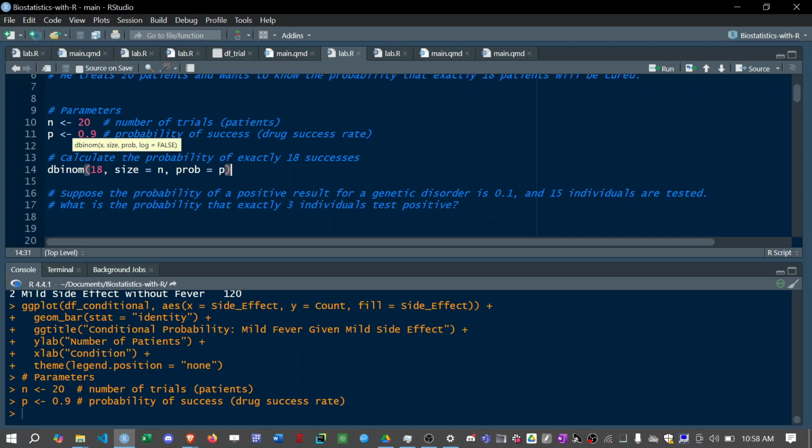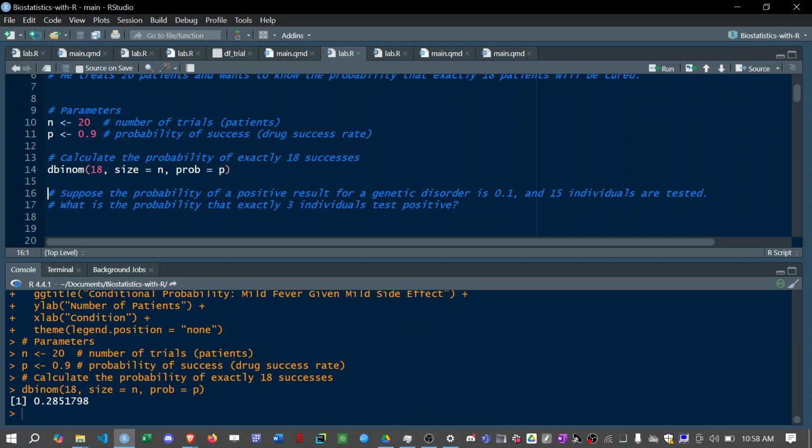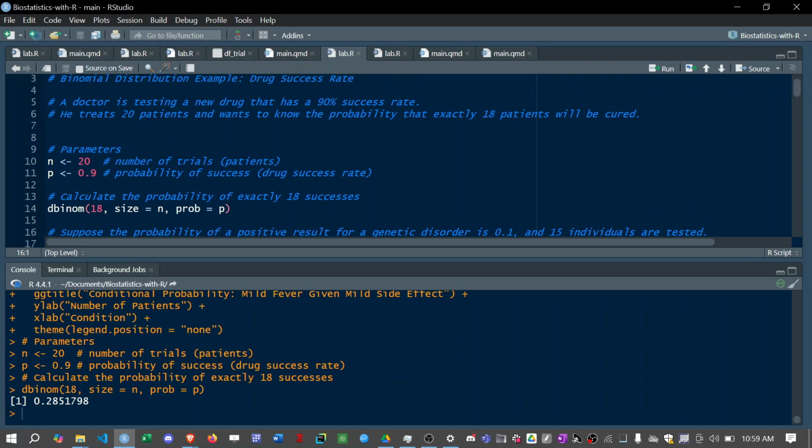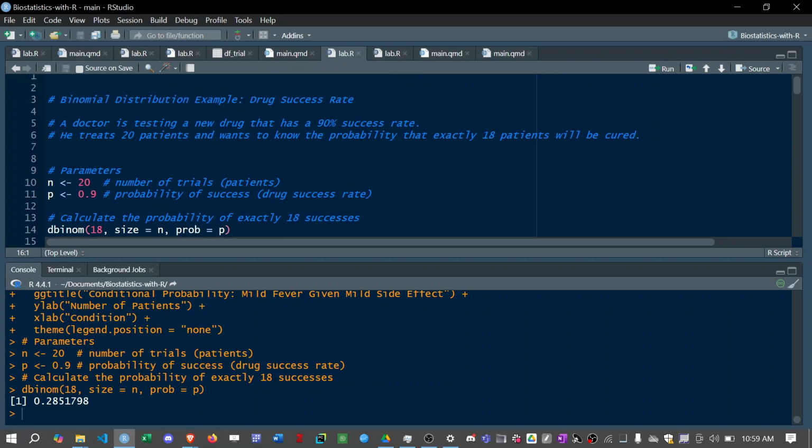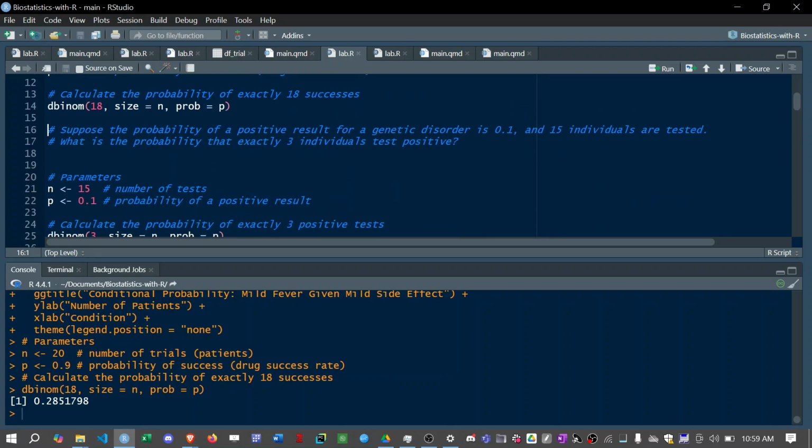So now this dbinom that you are seeing, first of all, we are going to be giving our random variable, which is x. Then our size argument is going to be the n, and the probability is going to be p, which is 0.9. So when you run this now, you get 0.285. So this 0.285 is now the probability that exactly 18 patients will be cured out of 20 when the success rate of the drug is 90%.